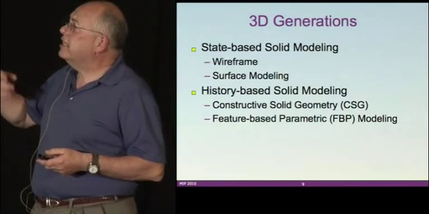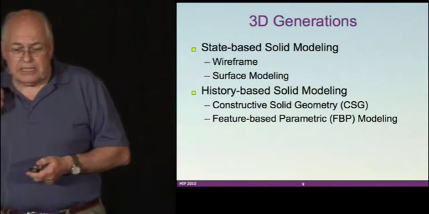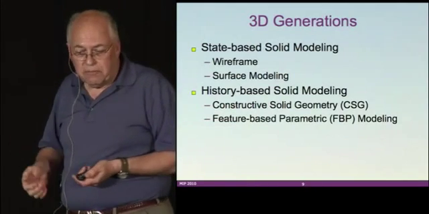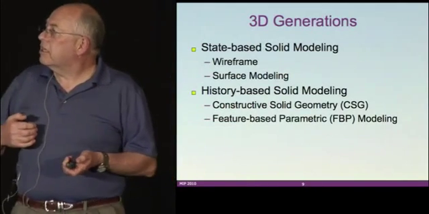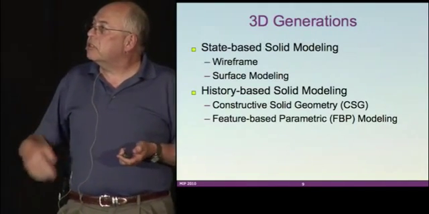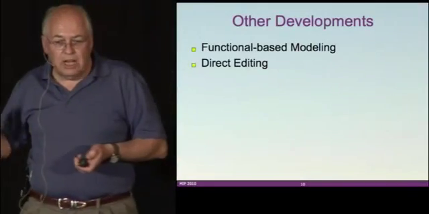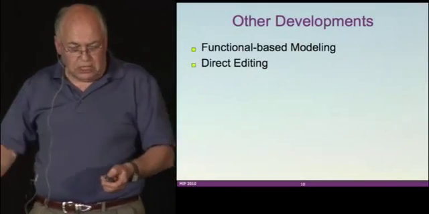So in 3D, there's really two generations, basically, of which one was state-based. The 3D wireframe was kind of like 2D. It was state-based. Surface modeling is that way. And history-based solid modeling, which took two fundamental forms, constructive solid geometry and feature-based modeling. And to save words and make it bigger type for the visually impaired like me, I just abbreviated that. And there's other things that came along like functional modeling and direct editing.